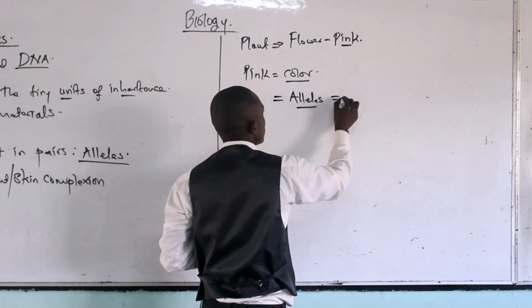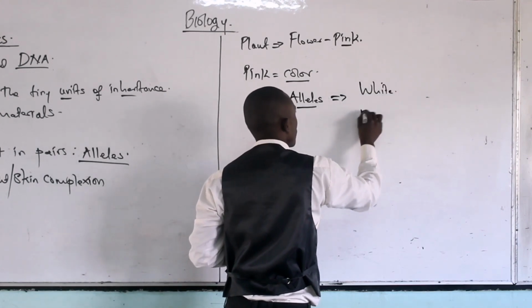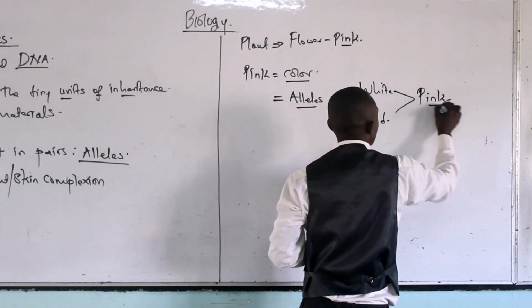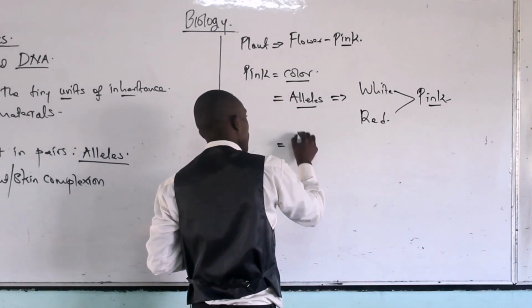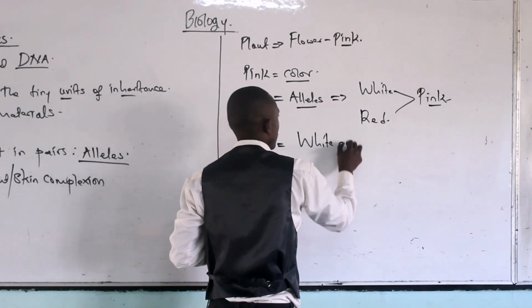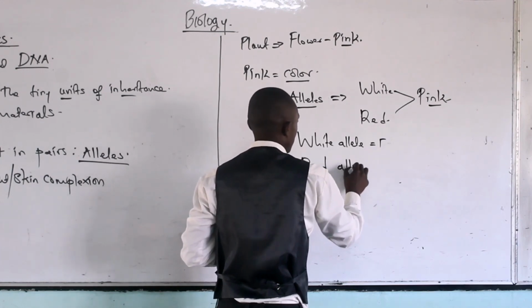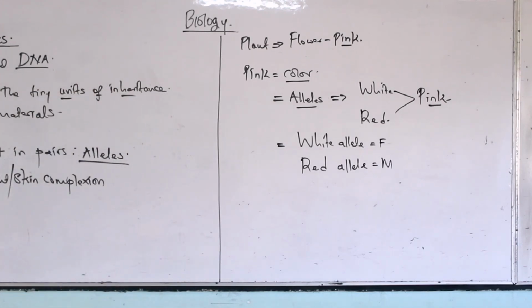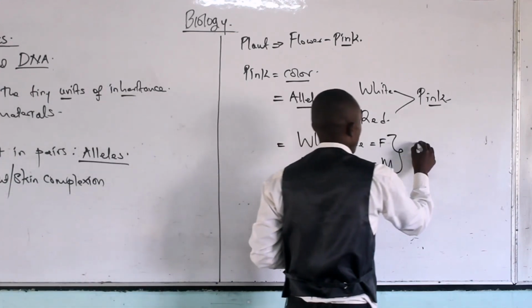One of the alleles will be white and another one will be red. So white plus red will come together and form what we call pink. In other words, this flower inherited a white allele from the father, then a red allele from the mother. Remember, alleles are carried by homologous chromosomes.